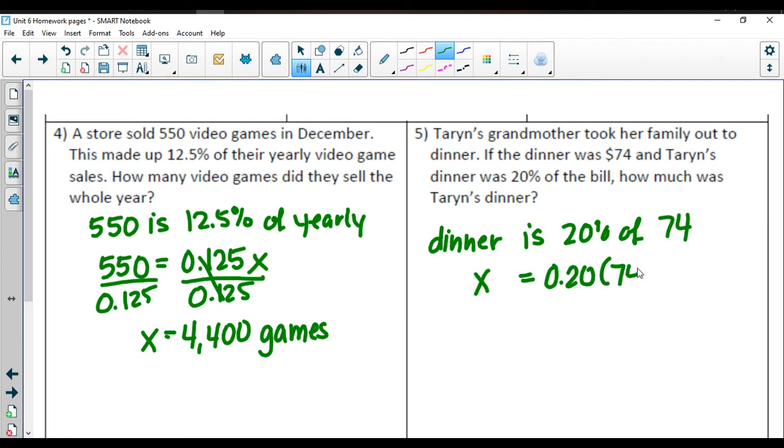20% of 74. So we're just going to multiply these, and we get 14.8, which is money here. So we're going to add that 0 at the end. All right, there you go. That's it for the equation lesson then.